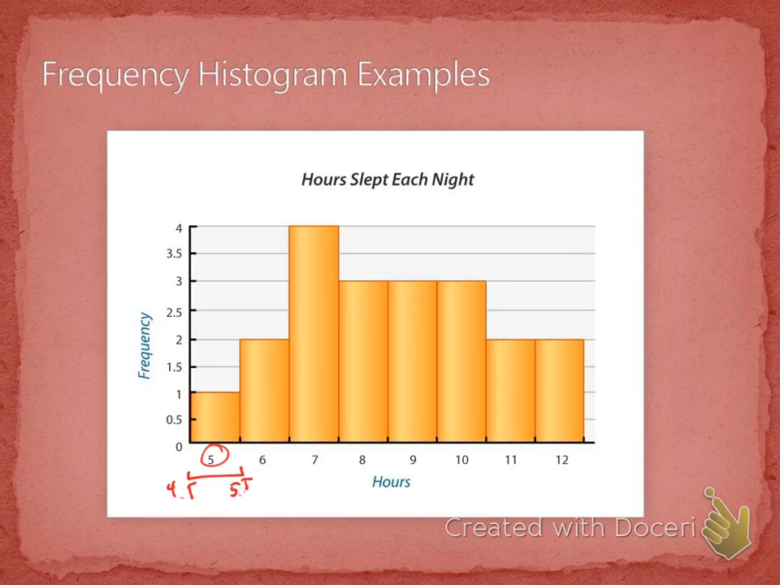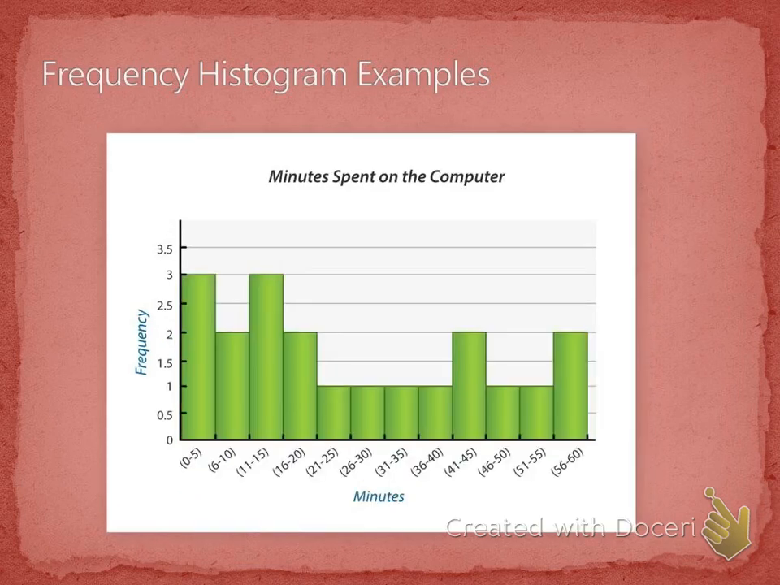the graph. So anyway, this graph lets us know that one particular person in this sample got 5 hours of sleep, 2 people, right, got 6 hours, 4 people got 7 hours, 3 people got 8, 3 people got 9 hours, 3 people got 10, 2 people got 11, and 2 people got 12 hours of sleep, okay, each night. But that's basically what they're showing us.